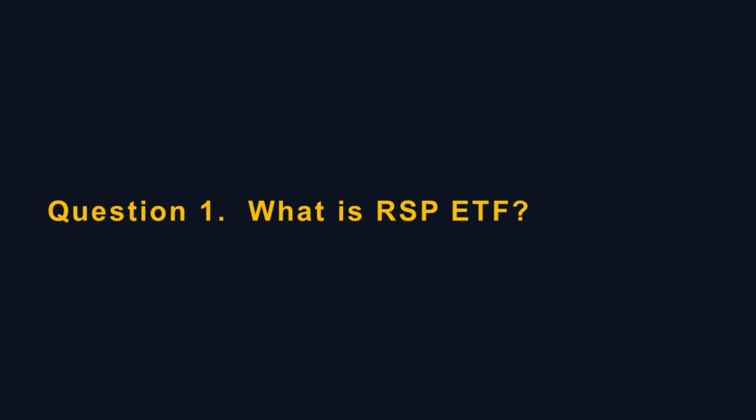Equal Weight Index. Unlike the traditional S&P 500, where the largest companies have the biggest influence on the index's performance, the RSP ETF allocates an equal weight to each of the 500 companies in the index. Here's a deeper dive into how RSP works and what to consider before investing.